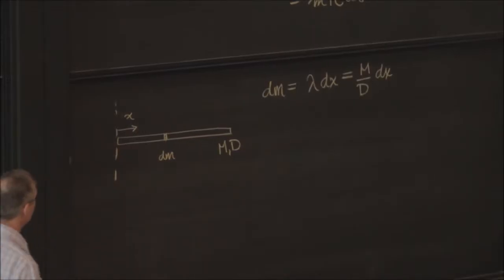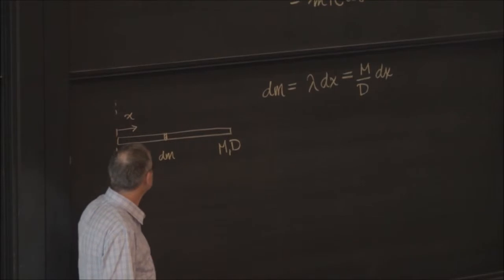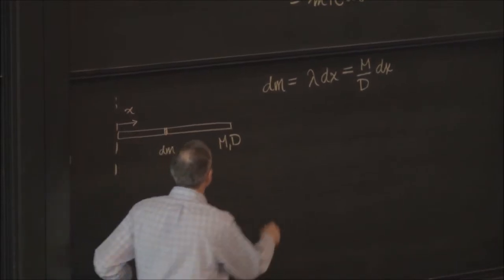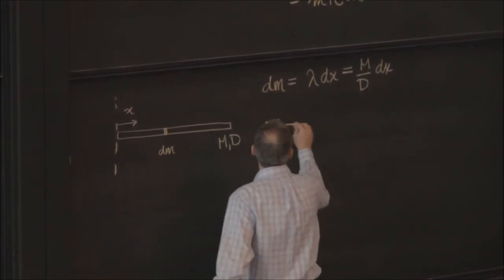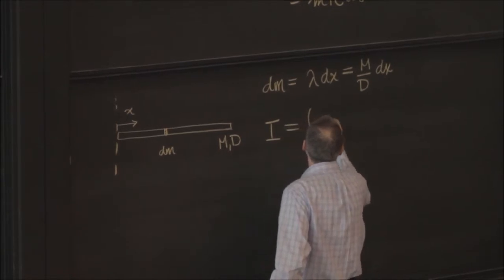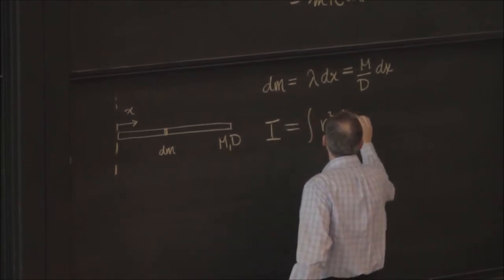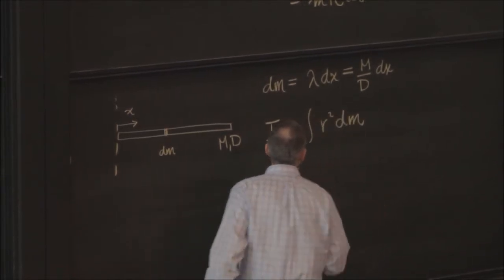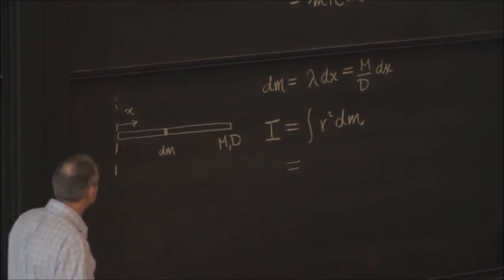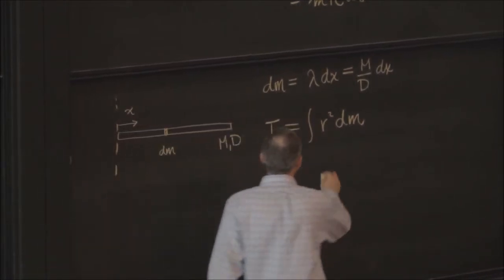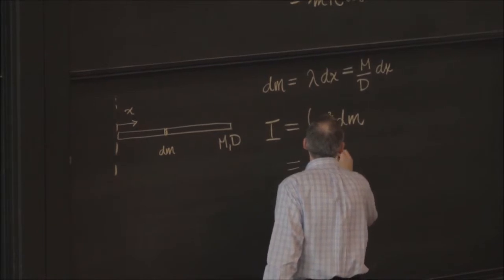Okay, in the interest of time, we'll blast through this. So the moment of inertia is the integral of r squared dm. In this case, I'm using the symbol x for the distance away from the rotation axis. So this will be the integral of x squared.